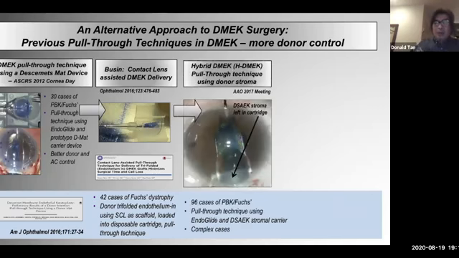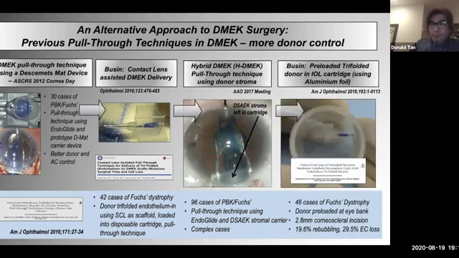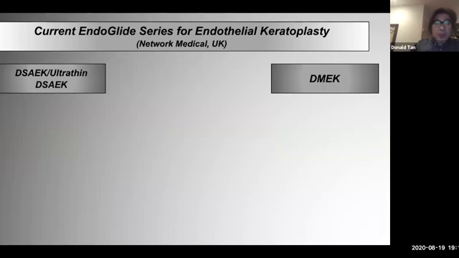We did a hybrid technique, which we published a couple of years ago, where we used the DSEK endoglide, and we just pulled the DMEK in. And we did that, and that's just been published as well. And Busin then followed up with another paper in AJO where he used a preloaded tri-folded donor in an IOL cartridge. Today, the endoglide comes in two forms.